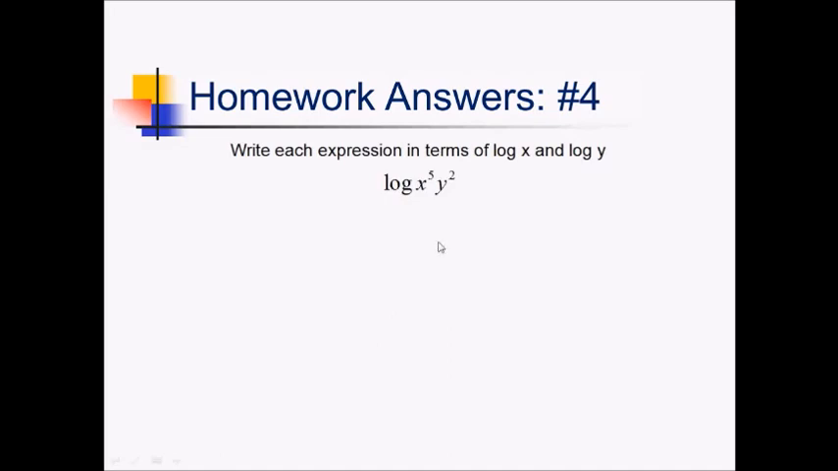For this problem, when I'm breaking this expression down into individual logs, I'm going to start by turning multiplication inside the log into addition of logarithms. So I'm going to end up with log of x to the 5th plus log of y squared. Next, I'll use my pop-out rule to turn exponents inside logs into coefficients outside the logs. This will be 5 log of x plus 2 log of y.